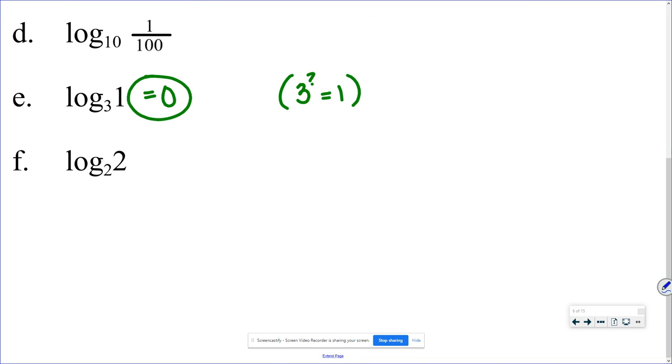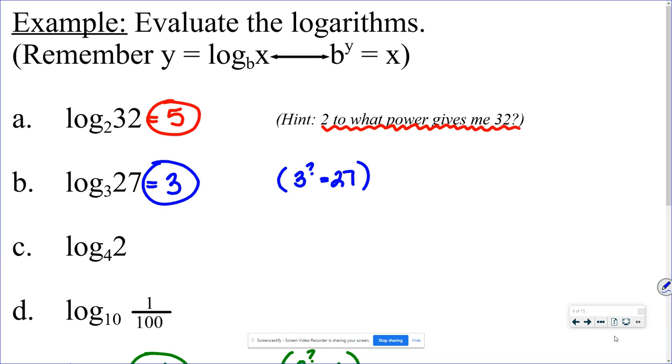Okay, let's go down to F. Log base 2 of 2. In your head, you need to be thinking 2 to what power is equal to 2? 2 to the first power would be equal to 2. So this logarithm is equal to 1.